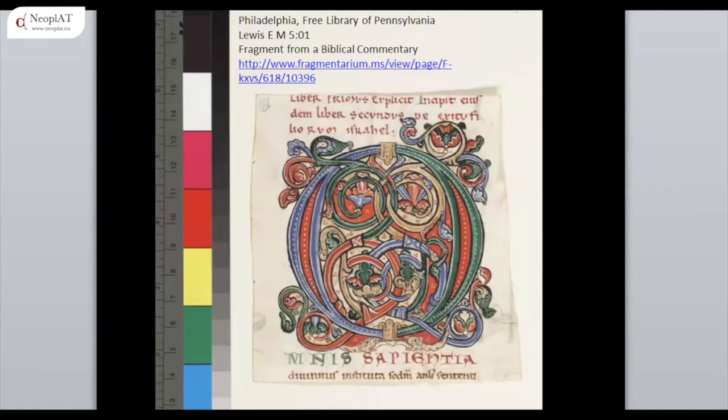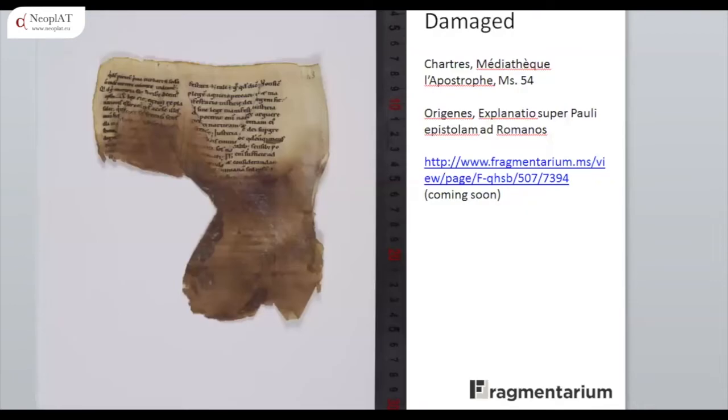Our last major group, so we had fragments in volumes, fragments that are in situ, fragments that are loose, and then finally we have the damaged ones. These are from any number of depredations. In this particular case, this is from a B-26 Marauder that dropped a stick over the center of Chartres in 1944 and killed a lot of people and burned the library.